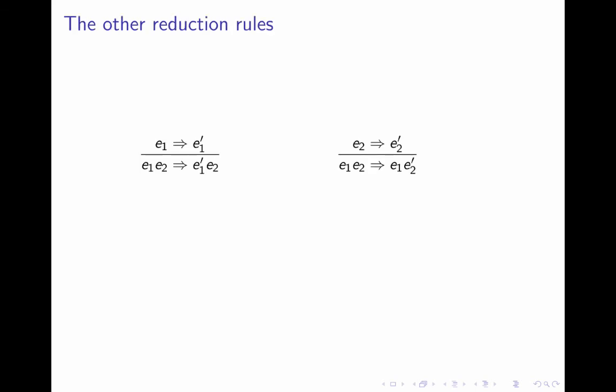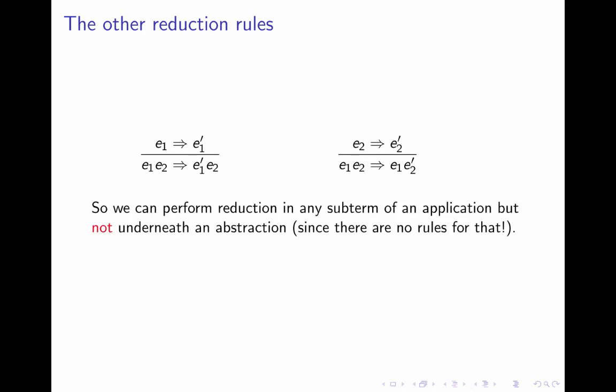There are two more reduction rules. One says that if we have an application and the first part of the application reduces, the whole application reduces, and the other one says that if we have an application and the second part of the application reduces, well, so does the entire application. So we can perform reduction in any subterm of an application, but there's no rule that says that we can reduce underneath an abstraction. There are no rules for that, so we cannot reduce underneath an abstraction. And those are the only reduction rules we have, beta reduction plus the two rules on this slide.